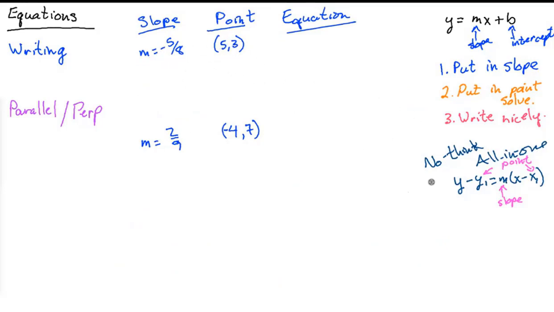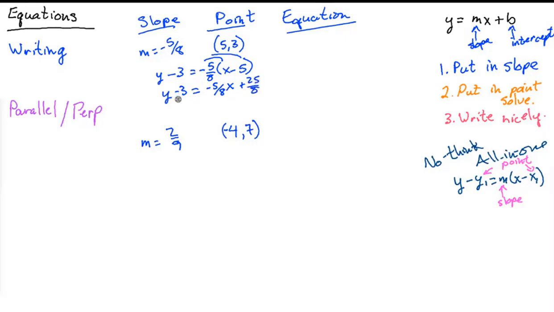We won't go to the board yet. I need to show you one more thing, but let's give these guys a try. We're going to use this no think all-in-one option, the point-slope form of the equation. So we're going to have y minus y1, which is 3, equals m, which is negative 5/8, times x minus 5. You see that guy right there? Holy cow. We put in the slope, negative 5/8. We put in the point, steps 1 and 2, all at the same time. There's x1 and y1. And then we write it nicely. So simplify this thing. So that becomes y minus 3 equals negative 5/8 x plus 25/8.